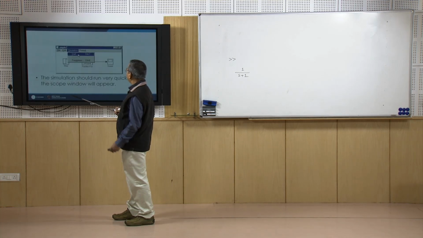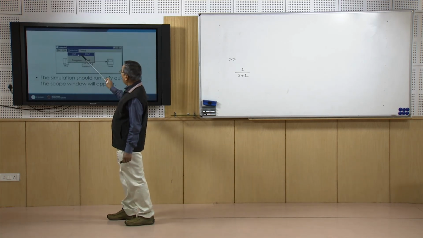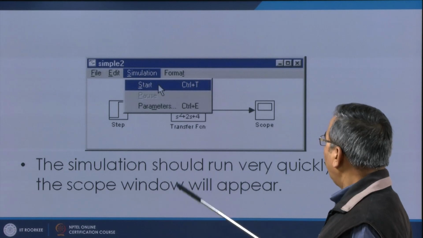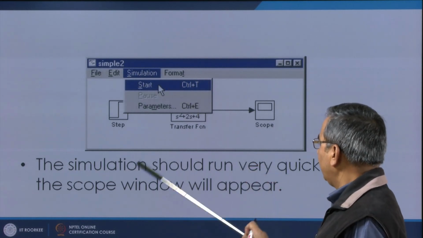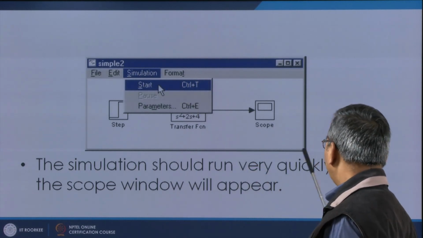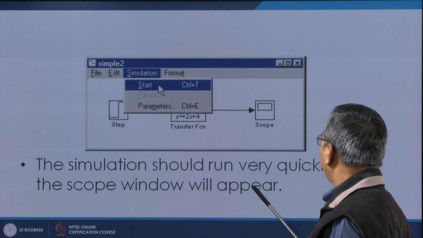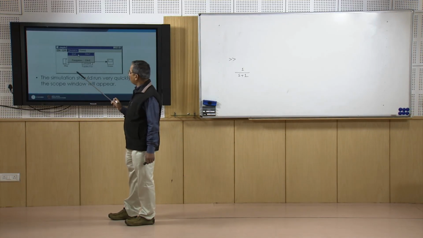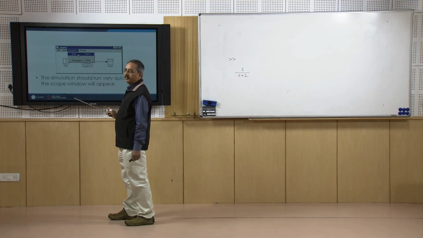So, this is how it looks like. You have to click on simulation, go to start and click here. After you click here, the simulation should run very quickly and the scope window will appear. So, you will get the scope window and the simulation will be running.